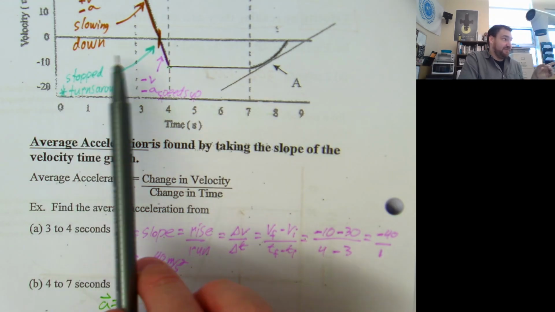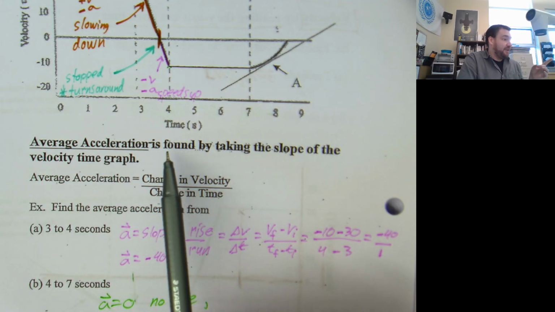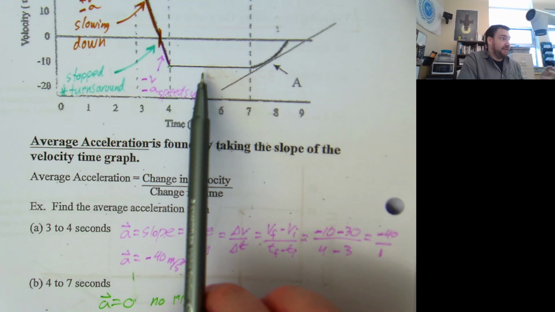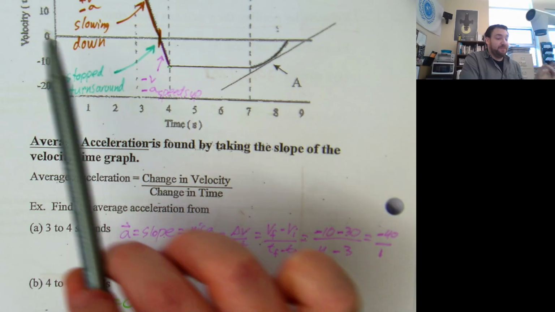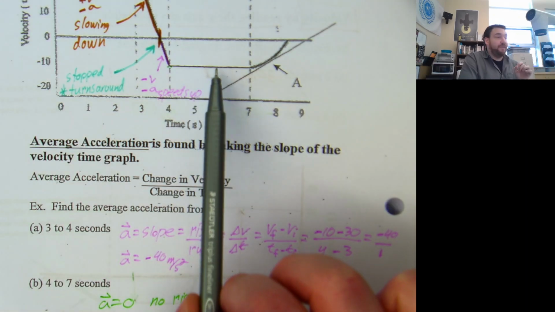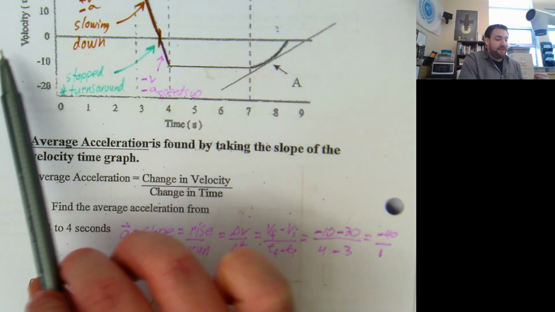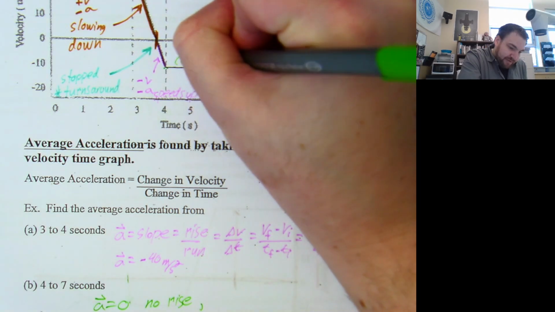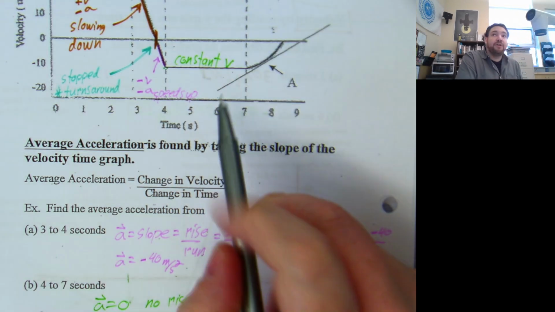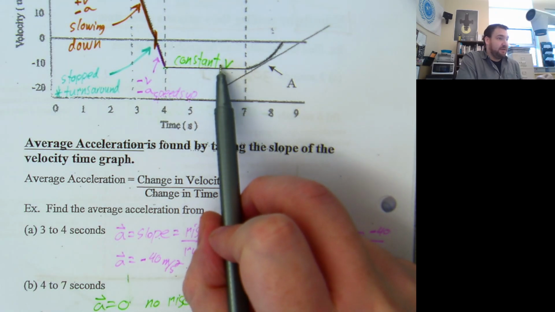Careful, it is moving. This is a velocity time graph. The velocity is staying at negative 10. So now we're not talking about displacement time graphs anymore. On a displacement time graph, this looks like not moving. On a velocity time graph, this looks like constant velocity. This is constant v, not constant d.